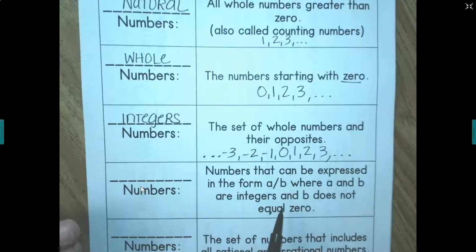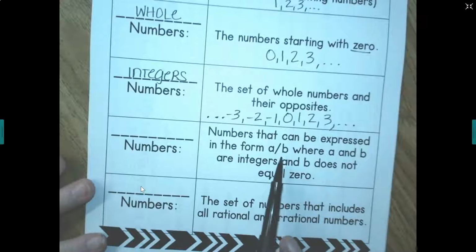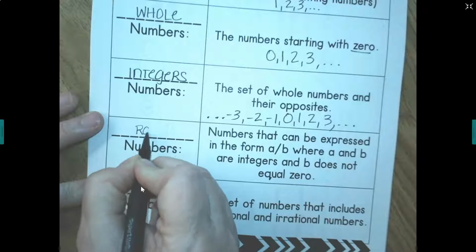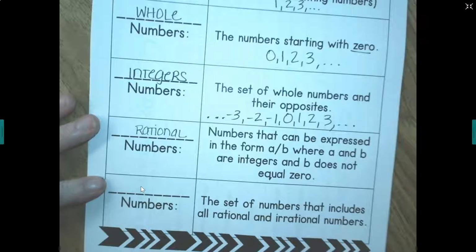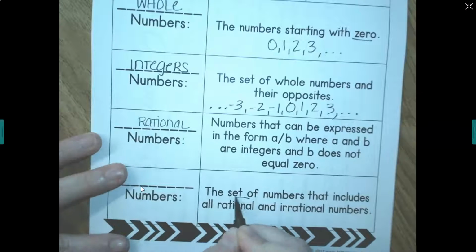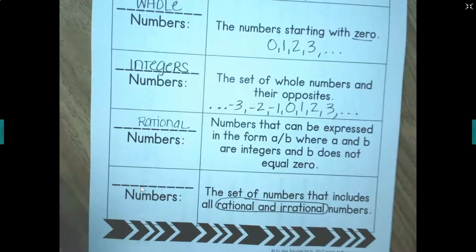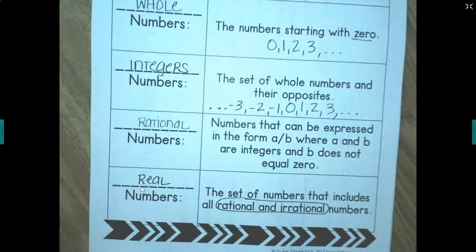And then from our integers, we can build into this next set. Any number that can be expressed as a divided by b, so a fraction, where a and b are integers, meaning these numbers up here, but b does not equal 0, because you can't divide by 0. These are all called rational numbers. And that's a lot of what we're going to be talking about today. Ultimately, we're going to be comparing and determining the difference between a rational and an irrational number. The set of numbers that includes all rational and irrational numbers is called the real numbers.